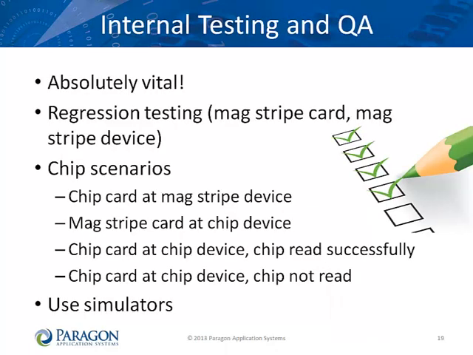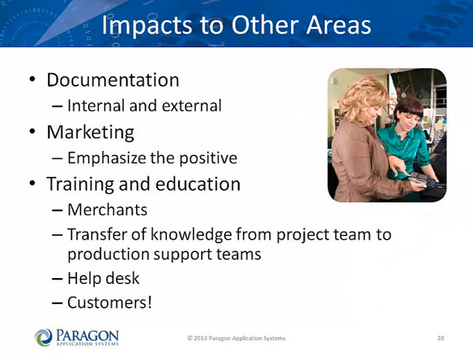With all of these changes, you can see that QA is probably the most important function of your EMV project. Regression testing is vital. You will also have many combinations of chip and magnetic stripe technologies that you will need to test. Simulators can fill the gaps with virtual cards, simulated devices, and networks. There may be internal and external documentation that you will need to update. Certainly there will be changes to documents such as network specifications, internal and external test plans, or certification documents.